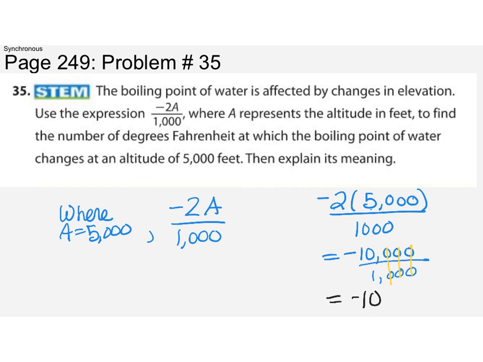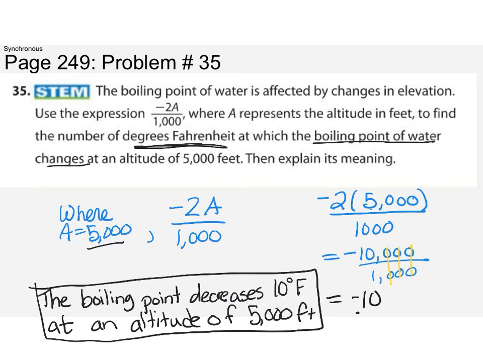But what does that mean again, right? Well, we said that it was where the boiling point of water changes, right? The degrees Fahrenheit, though, okay? So the boiling point decreases because it's negative 10 degrees Fahrenheit when it's at the altitude of 5,000. So I'm going to go ahead and write that out. I just said the boiling point decreases 10 degrees Fahrenheit at an altitude of 5,000 feet. All right, that's the end of 3.5 day 2.